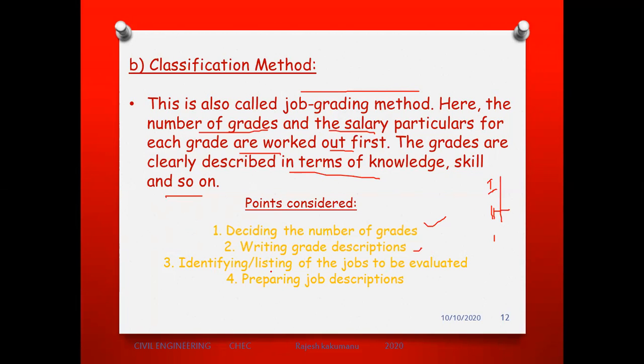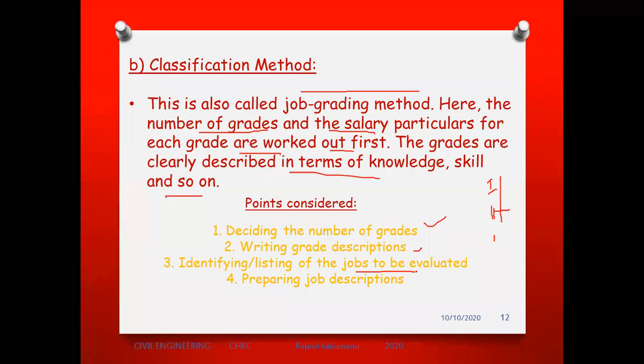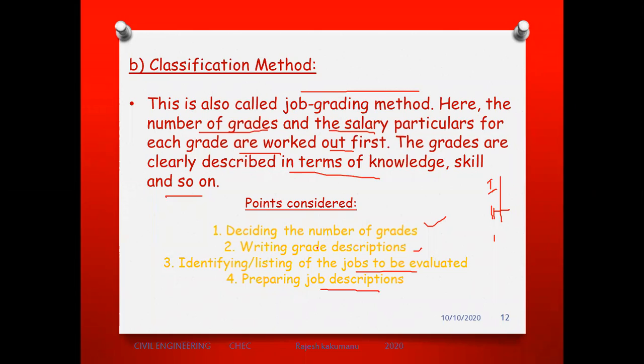Next, identifying and listing the jobs to be evaluated. Next one, preparation of the grade descriptions, then job descriptions. So like this, these are the points to be considered in doing the classification method under the qualitative technique.